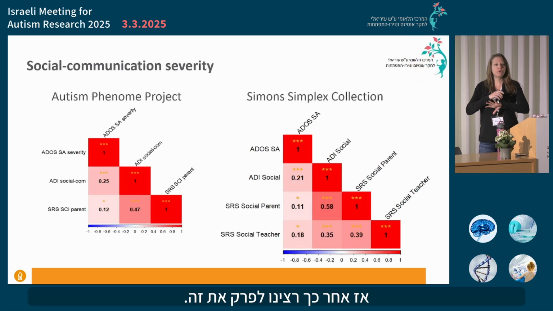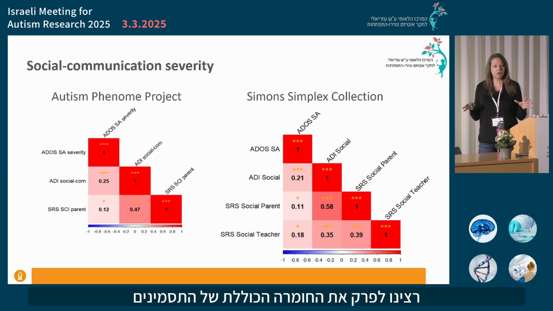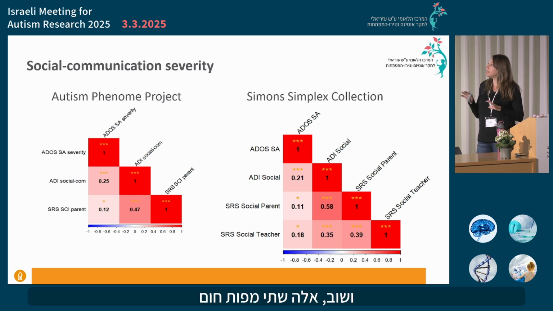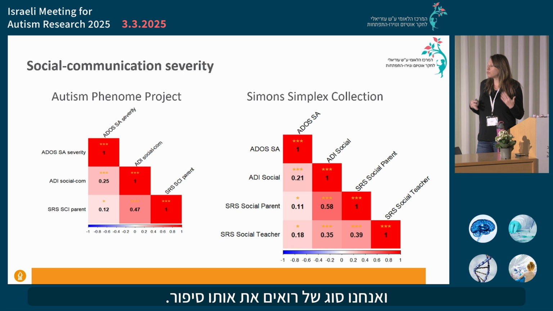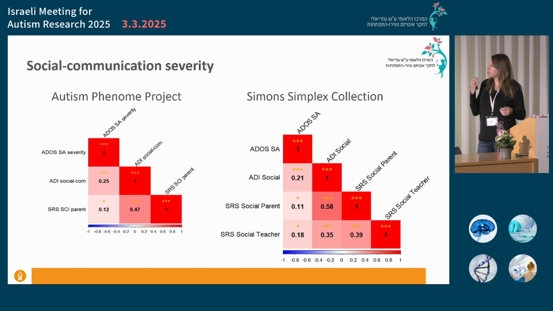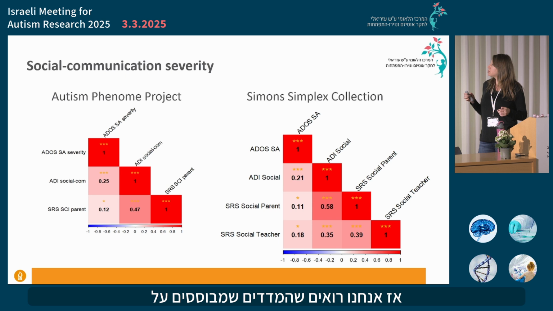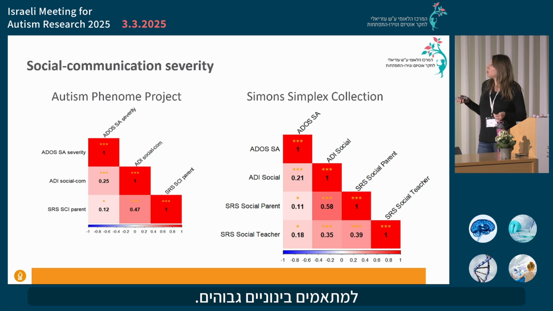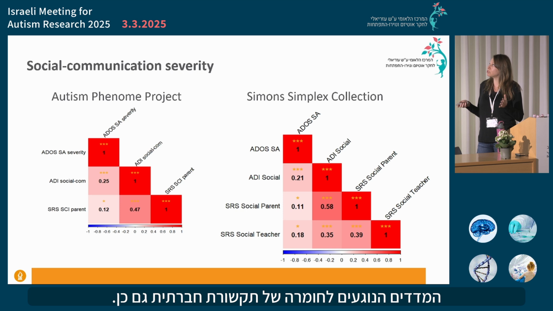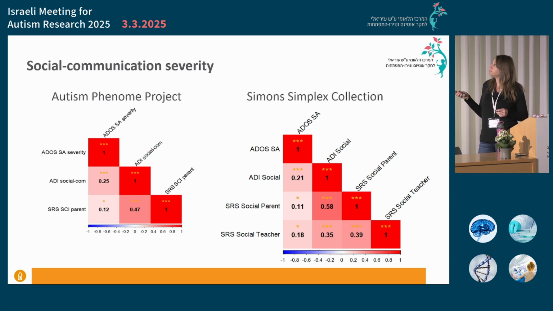Next, we wanted to break it down. We wanted to break down overall symptom severity into its two domains, the social communication and the RRBs. Again, these are two heat maps for the subscales within the measures looking at social communication severity specifically. And we're kind of seeing the same story. Measures that are based on parent report are showing these medium to medium high correlations, while the ADOS is showing much lower correlations with the other measures concerning social communication severity as well.